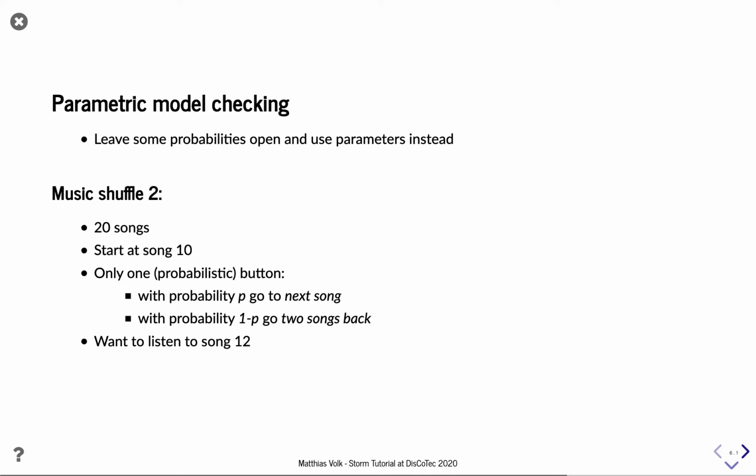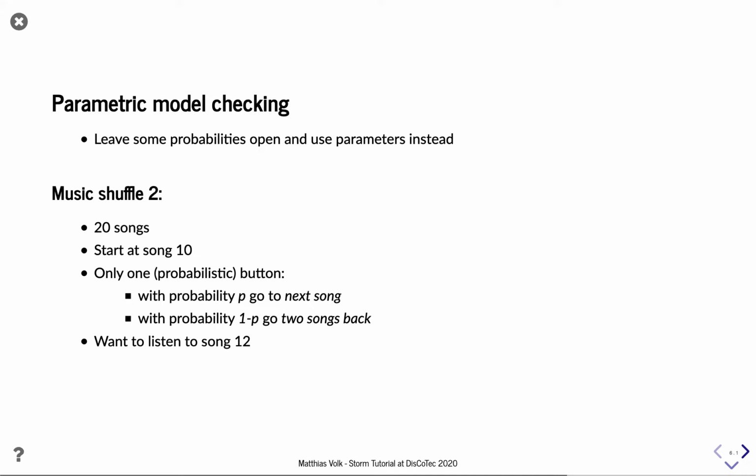We have now the music shuffle in the second version. And here we have a smaller MP3 player. We have only 20 songs. And we always start at song number 10, so in the middle. But now it's a simpler MP3 player. We only have one button anymore. That means this is a probabilistic button.